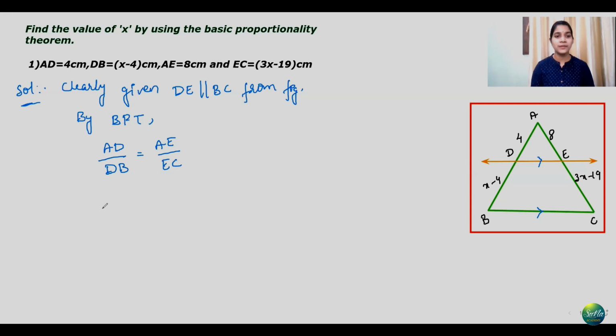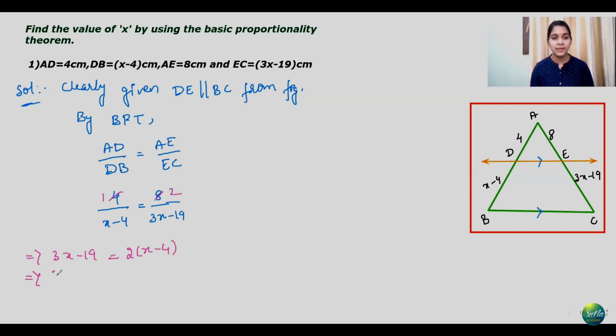So let us substitute these values. 4 by X minus 4 is equals to 8 by 3X minus 19. So now we can go for the cross multiplication. So before going for cross multiplication, let us cancel out 4 one times and 4 two times. So this gives me 1 into 3x minus 19 is equals to 2 into x minus 4.